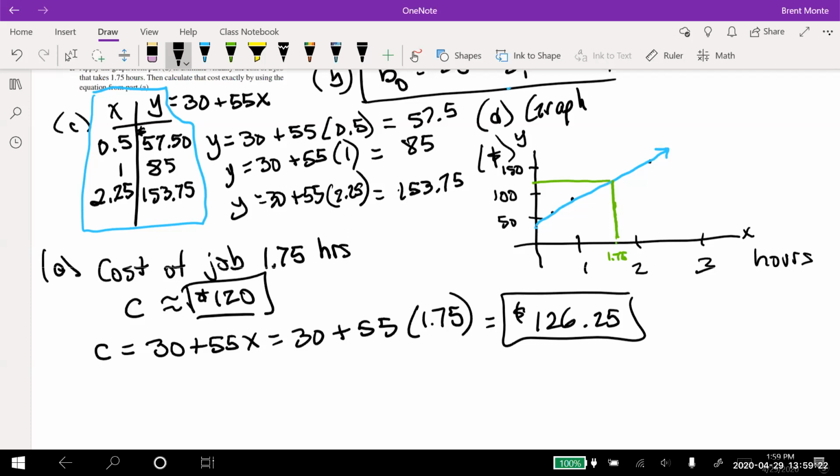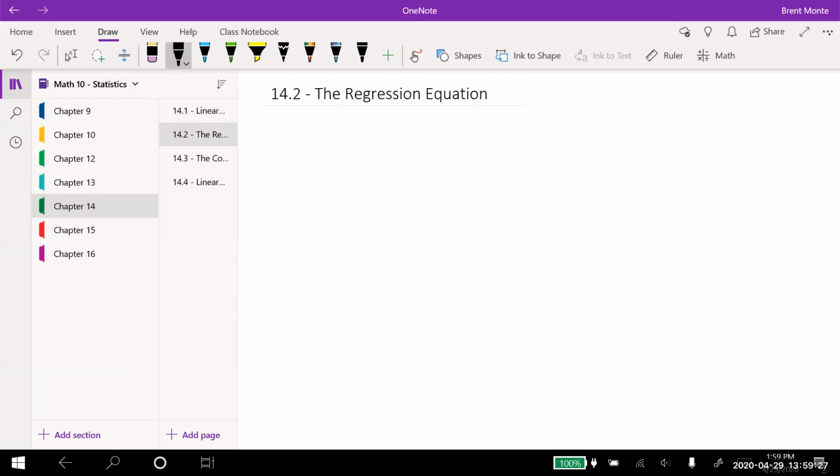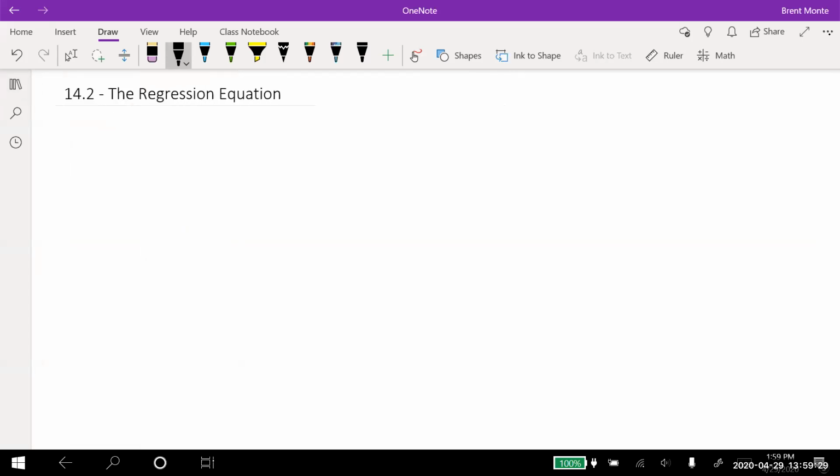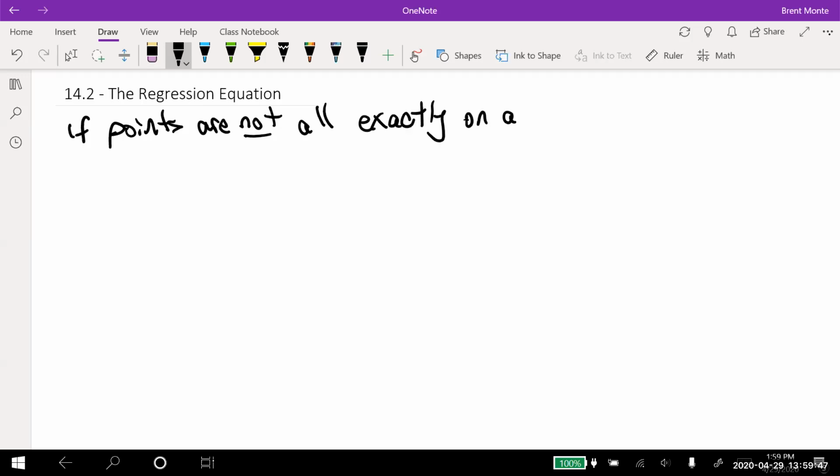Okay, so let me do this. We'll go back here. We're going to go into 14.2. Notice it's called the regression equation. So what we're doing here, if points are not all exactly on a line, can we find a line to predict Y?